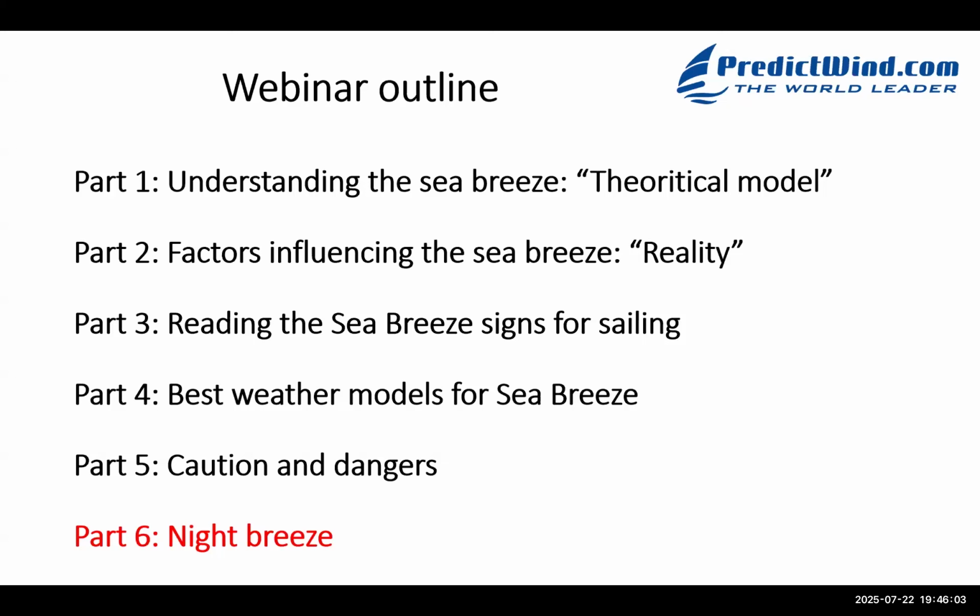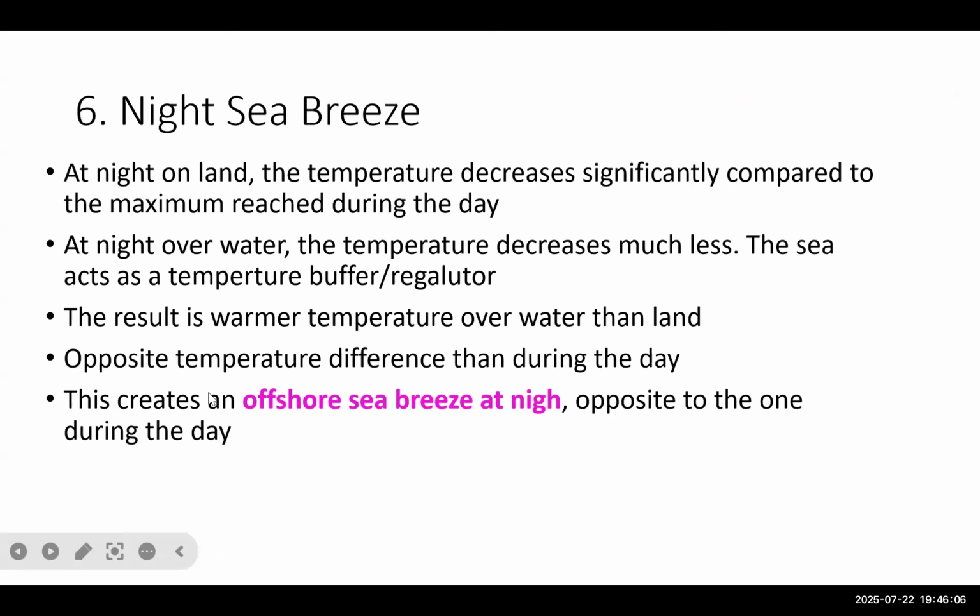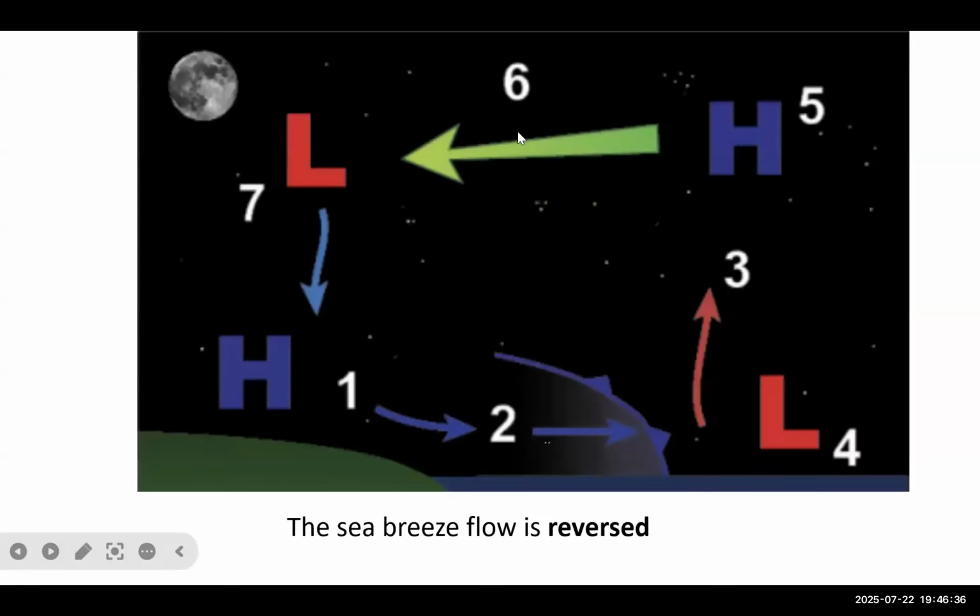And now we're going to finish with the night breeze. The night breeze is almost the opposite. You know, at night on land, the temperature decreases rapidly, but it will tend to stay warmer over the water because the ocean acts as a regulator, as a temperature buffer. And so it's going to create a wheel, a spinning wheel, exactly the opposite. And it creates an offshore breeze at night. Similarly, we've got this picture by NOAA, and as you can see, it is exactly the opposite.